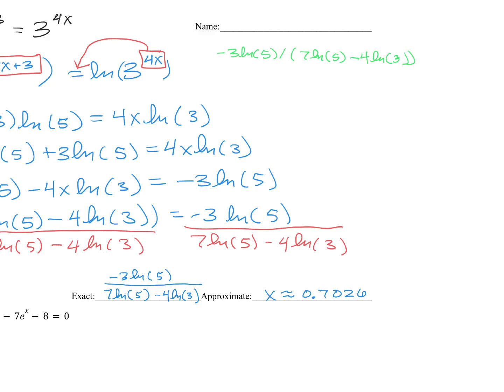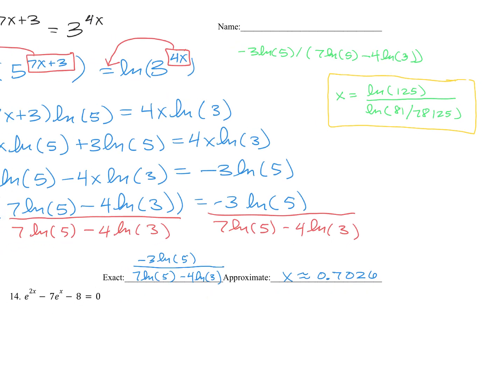On a side note, and I'm not going to spend any time on it in this video, you could also rewrite the x, if you wanted to, as the natural log of 125 divided by the natural log of 81 divided by 78,125. You can see that if you use the properties of logarithms to rewrite that as a simpler expression, kind of going backwards and reversing the expansion process. We're not going to do it in this video, but it is interesting to take note of the fact you can rewrite that answer in a simpler way.